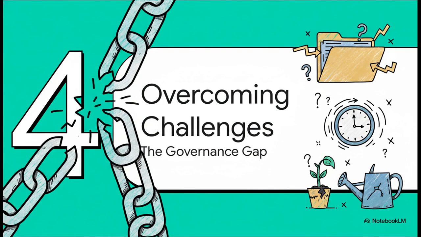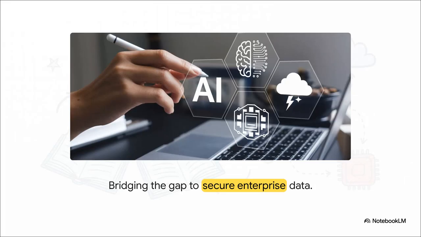Section 4. Overcoming challenges with context. The governance gap. Of course, no technology is absolutely perfect, right? And the biggest challenge in RAG isn't actually the AI, it's your data. We call this the governance gap. Operational hurdles like data freshness, retrieval latency, and schema ambiguity can easily cripple a system. This is where an enterprise context layer acts as a vital bridge.